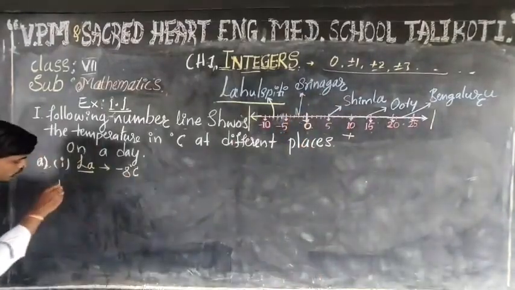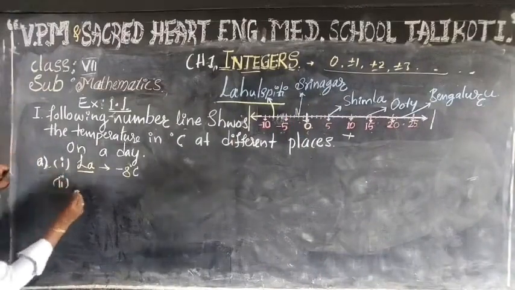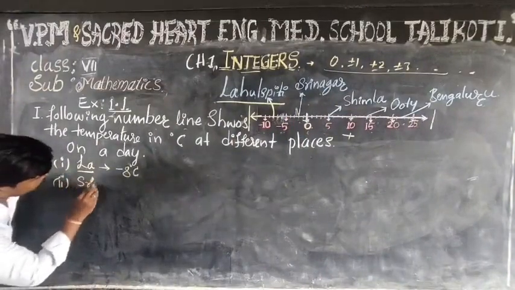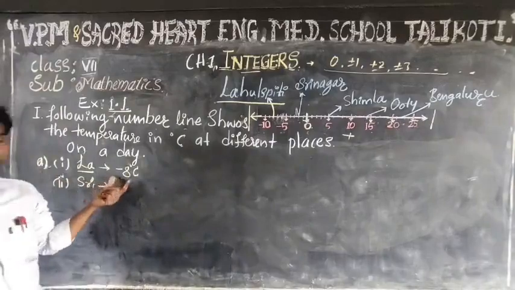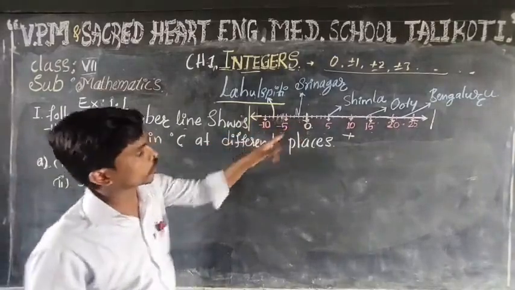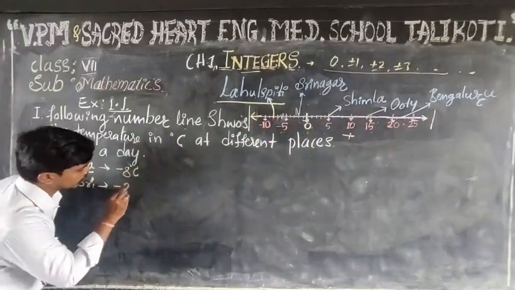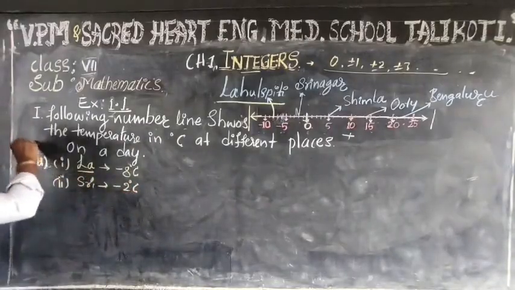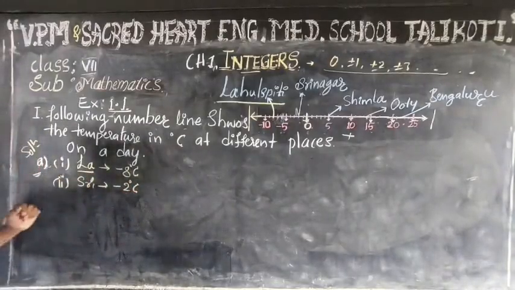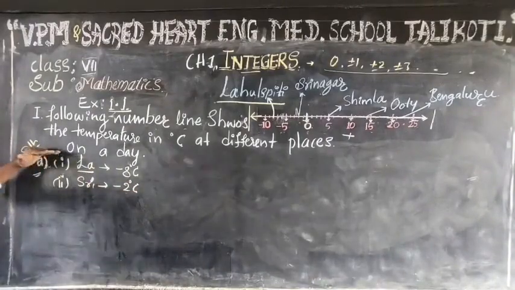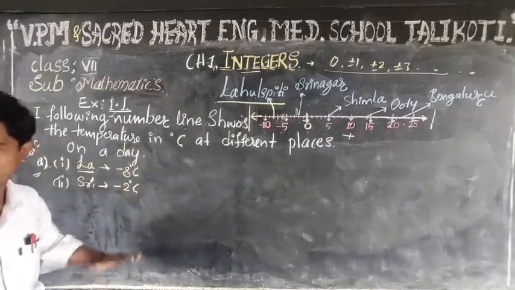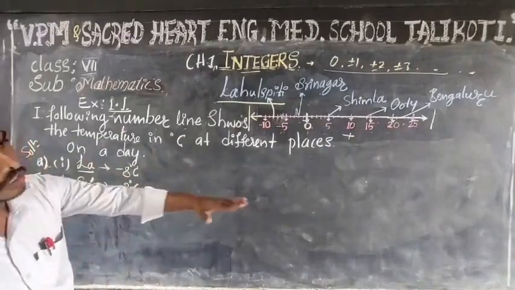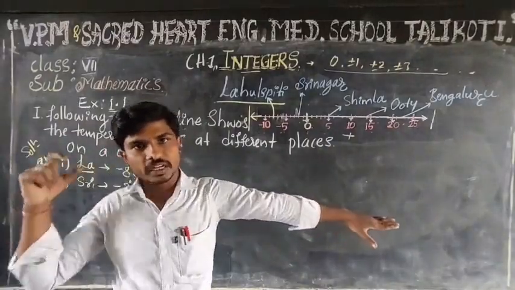I am writing a short form of Srinagar, that is SRI. Srinagar temperature is -2 degrees Celsius. Okay, students. I think this is the solution of a question. You must write the question before going to the answers, and afterwards you can write the answer. Because of shortage of space, I am writing the answers directly.